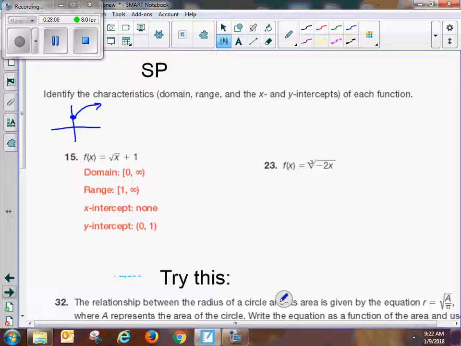Notice my range is different from on the chart because I took my parabola, my sideways parabola, and I moved it up 1. So what is the lowest point right here? How low does it go? 1, right? So its minimum is 1, and it goes on to infinity.